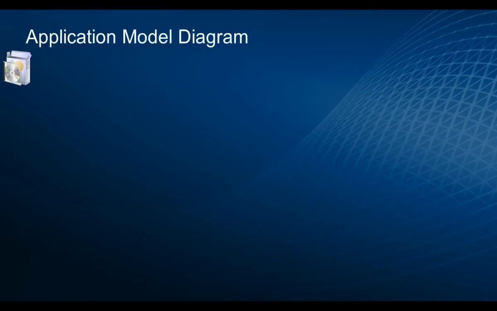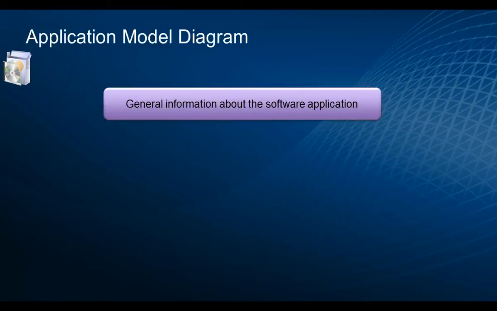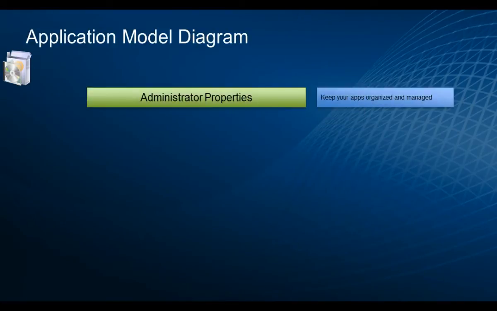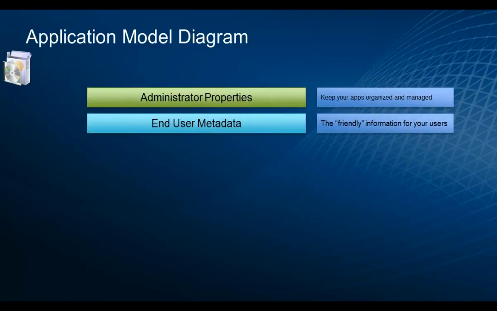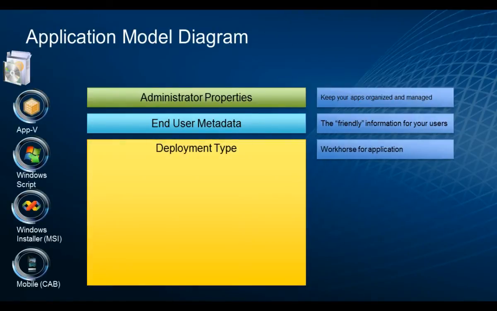So let's talk about what an application looks like. We have some general information about the software application. Inside of this, there are administrative properties to help keep apps organized and managed. We have end user metadata, which is the friendly terminology or information end users look for. And then we have something called the deployment type. And the icons down the left, App-V, script, Windows Installer, and mobile CAB, are versions of a deployment type, which is the engine or the format for the application that is being delivered.